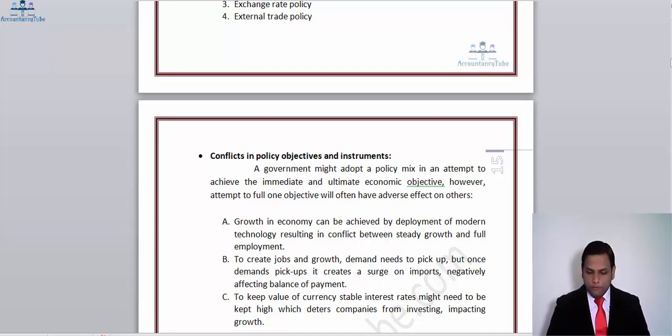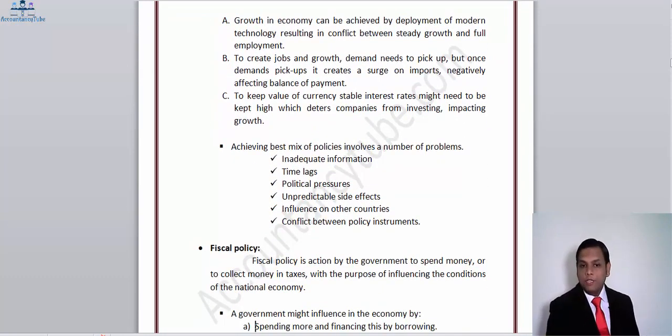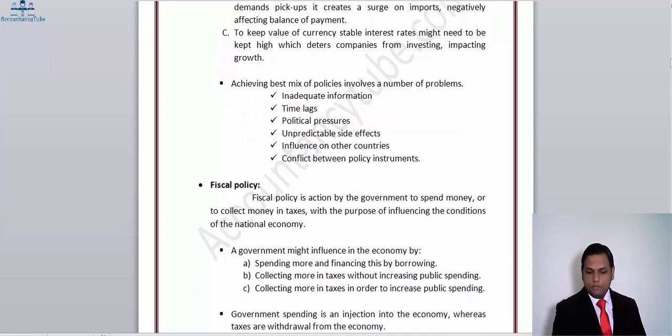The third thing is to keep the value of currency stable. Interest rates might need to be kept high, which deters companies from investing, impacting growth. Now, this area is a bit technical, because the interest rate acts as a risk-free rate of return for government securities. So if that becomes high, more and more investments will show a negative NPV, resulting in investors being obstructed from investing in the economy. So that's the conflict of interest. There are a number of reasons for that as well.